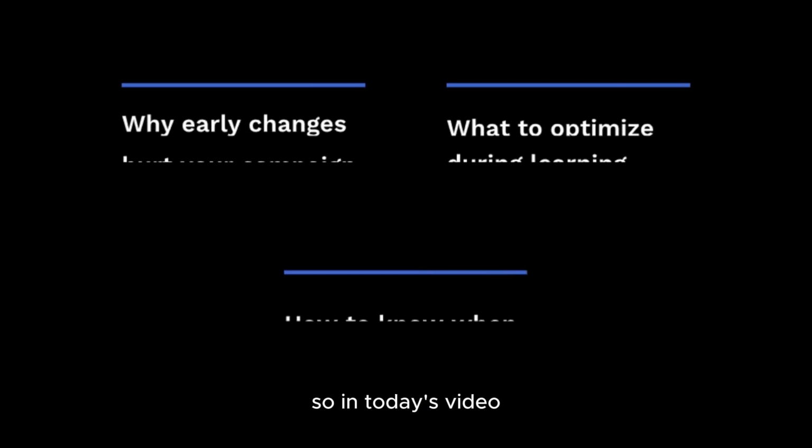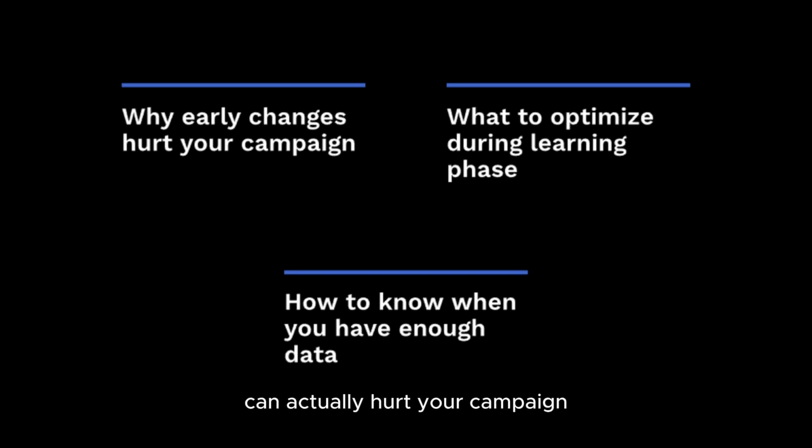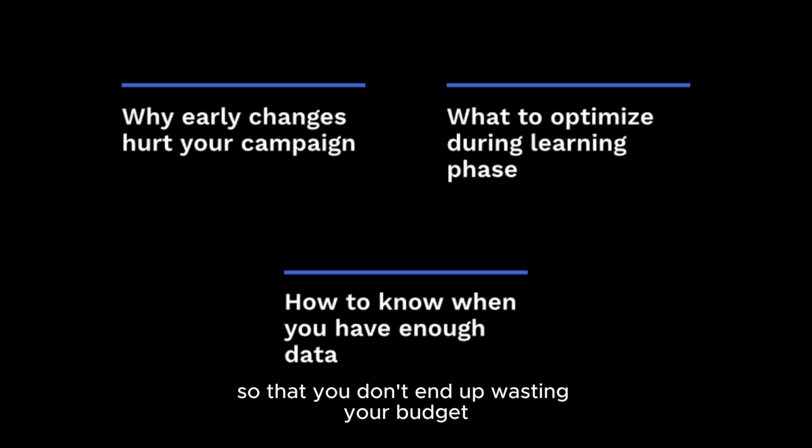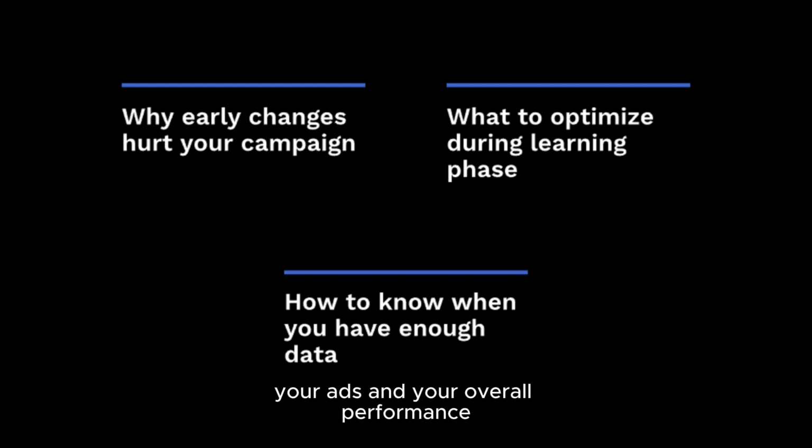So in today's video, we're going to talk about why making changes too early can actually hurt your campaign, what you should be optimizing during Google's learning phase so that you don't end up wasting your budget, and how to know when you finally have enough data to start improving your keywords, your ads, and your overall performance.